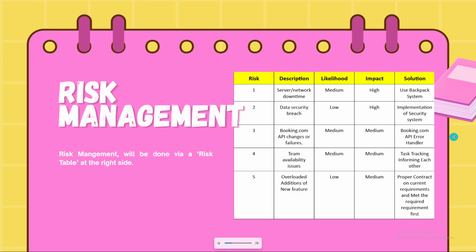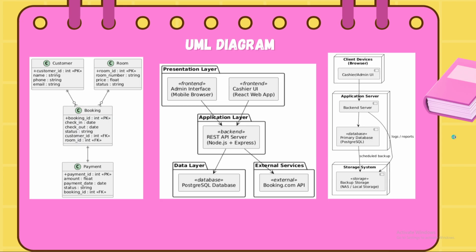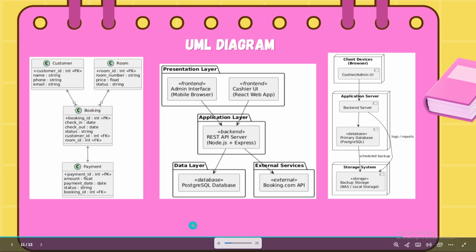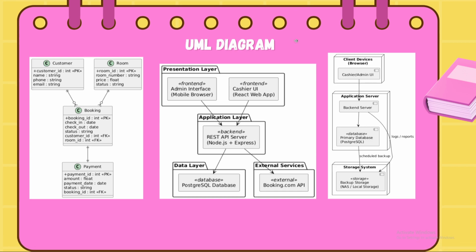Now, it's for the UML diagram. Okay, lastly we have the UML diagram. The first one, in the center, is the whole UML diagram which connects everything. We have the presentation layer, which is the front end, the mobile browser and the cashier UI. The application layer is the server for connecting all of those things. And at the end we have the data layer, which is the Postgre database. We also have external services, which is the Booking.com API, and that's an extra thing that we might do or not. On the left side here, you can see the database UML.